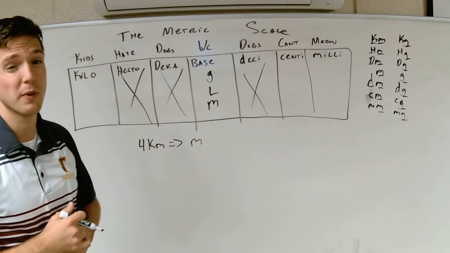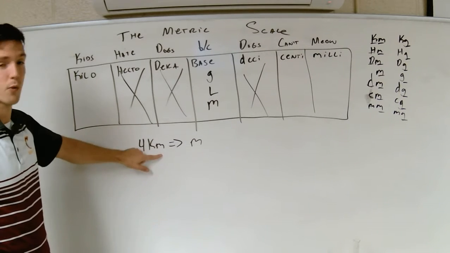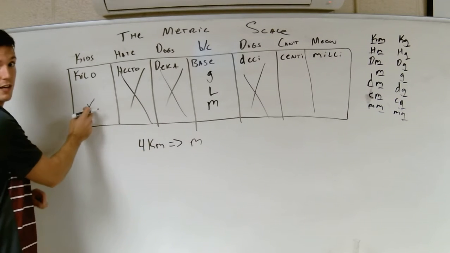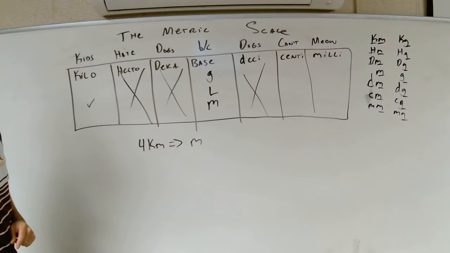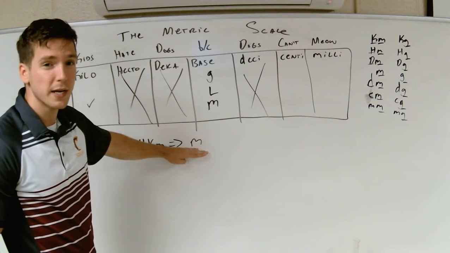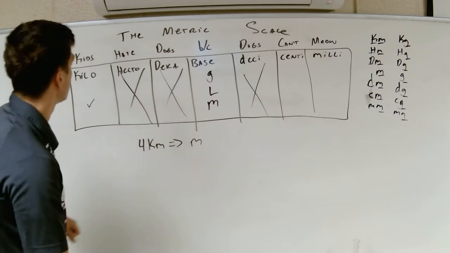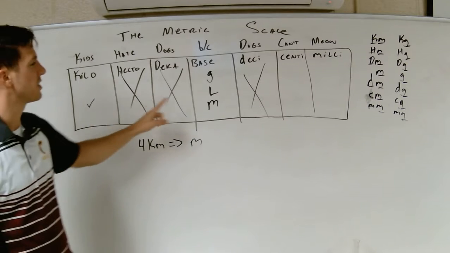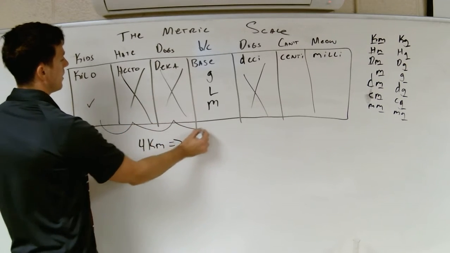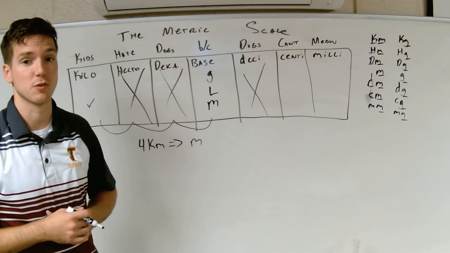What we have to do is figure out where we're starting. Well, we start with what we're given, and what they give us is 4 kilometers. So we're going to be starting in this box over here. And where do we have to end up? Well, this is meters, and meters resides in the base box. So in order to get from kilometers to base, we would have to do 1, 2, 3 jumps to the right.